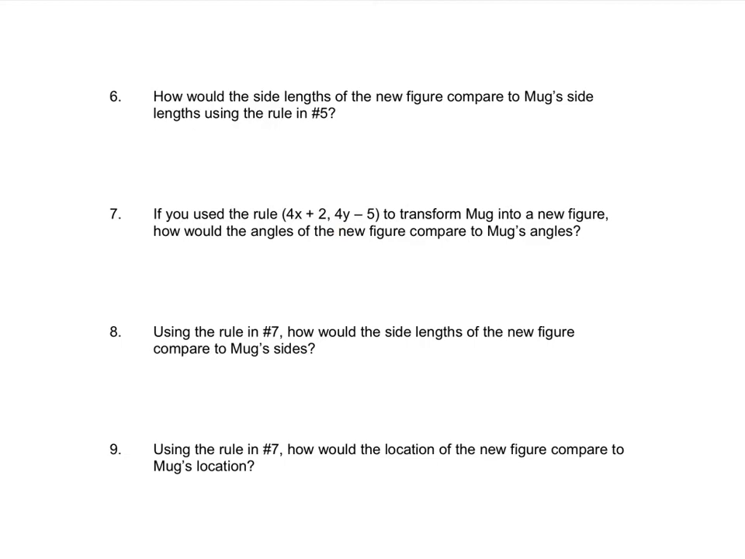Using the rule in number 7, how would the side lengths of the new figure compare to Mug's sides? The new figure's side lengths would increase by a factor of 4, and you can tell that because x and y are multiplied by 4. So that means that the side lengths would increase by a factor of 4.